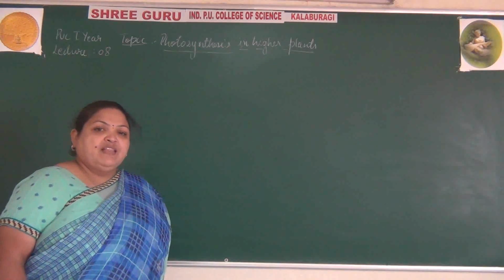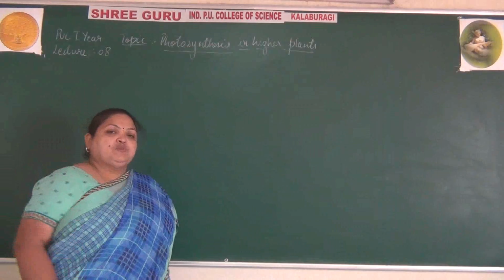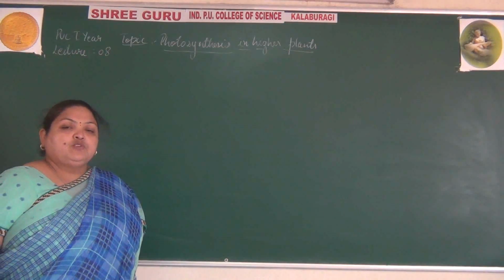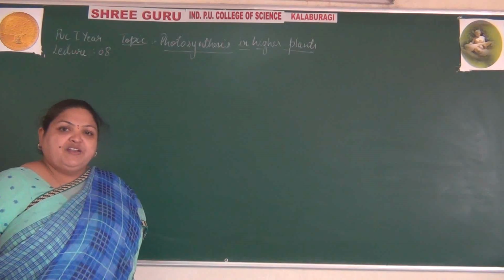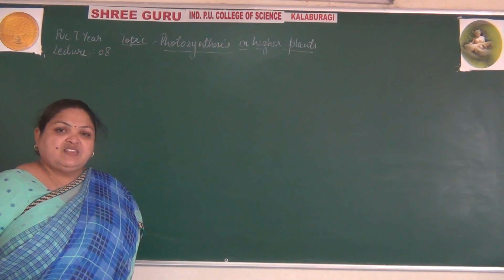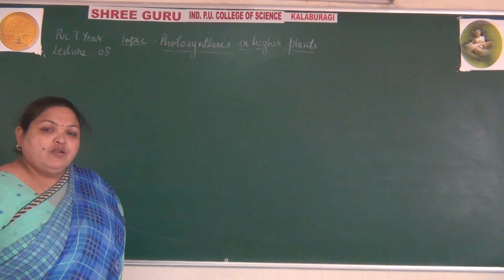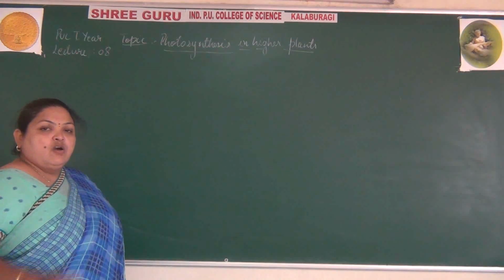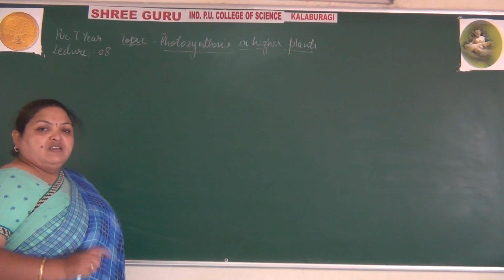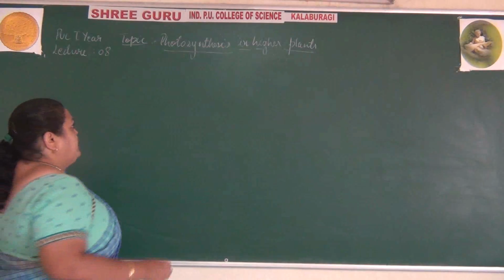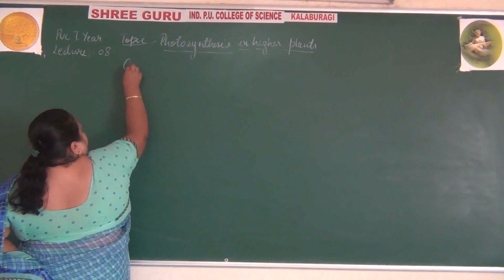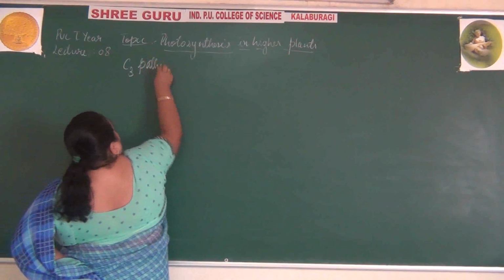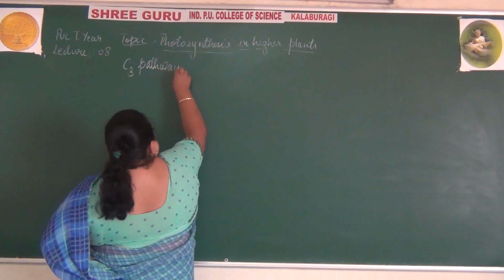Along with that, we have already studied the difference between the light reaction and the dark reaction. In today's class we will go through the differences between the C3 pathway and the C4 pathway. So what are the differences? How are you going to differentiate the C3 cycle and the C4 cycle? First we will go with the C3 pathway, how it differs from the C4 pathway.